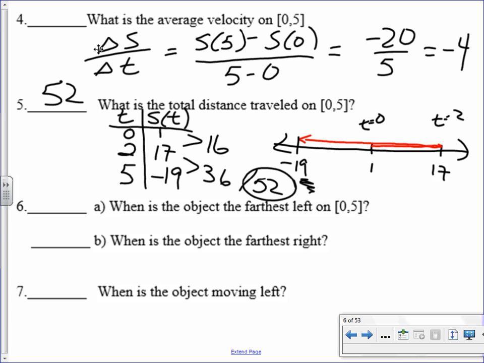So it's farthest left because it says when, you got to get the time, at t equals 5. When is it farthest right? It's going to be farthest right at one of these. And if you look at those positions, the position that's farthest right on the number line is 17. And that's the position at time 2.